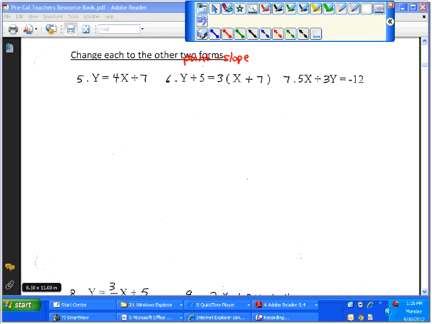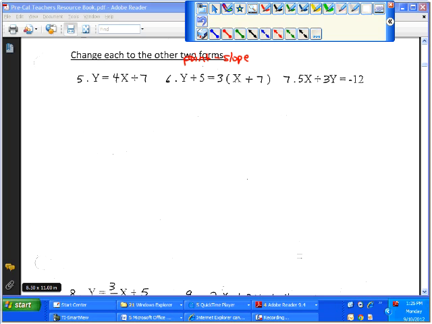Do we know how to go from point slope straight to standard? What did we do on the front page? We went from point slope to slope intercept to standard, right? We didn't go from point slope straight to standard. We went from point slope to slope intercept, then to standard. That's the order we have to do it, okay?